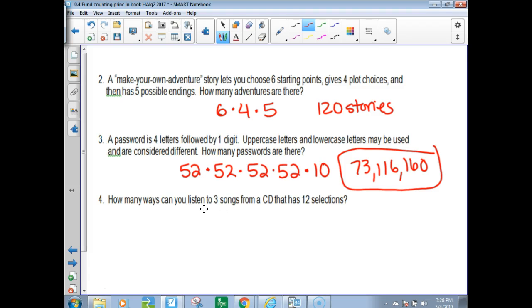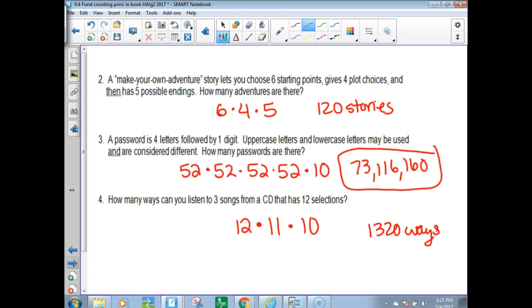How many ways can you listen to 3 songs from a CD that has 12 selections? Now, careful. Your first selection, you have 12. But you already listened to that song, so now you would have to think about that, because the next one would be 11 and then 10. Oh my gosh, you only have 12 selections. You still got 1,320 ways to listen to them, 3 at a time.